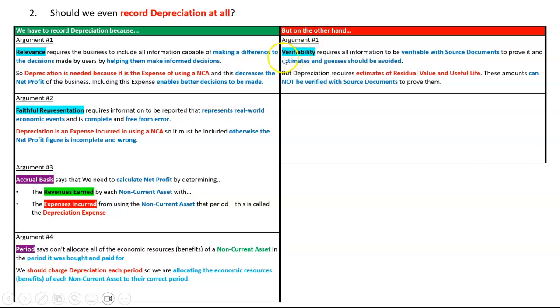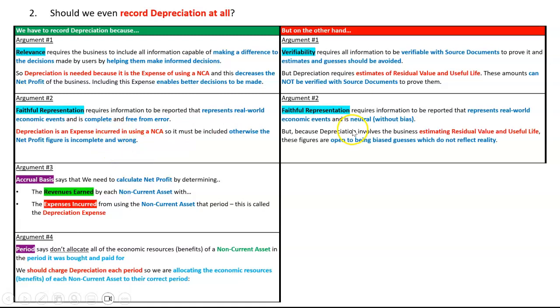And the biggest reason is this one, the qualitative characteristic of verifiability. It says all information must be verifiable with source documents to prove it, and estimates and guesses should be avoided. Depreciation completely breaches this. It's got guesses about residual value, the useful life, and the depreciation percentage rate. None of those amounts can be verified with a source document. If we ever need a second argument, what we can do is spin this faithful representation around and say, well, yeah, we do need depreciation because otherwise the numbers are incomplete and wrong. But again, it's still a guess.